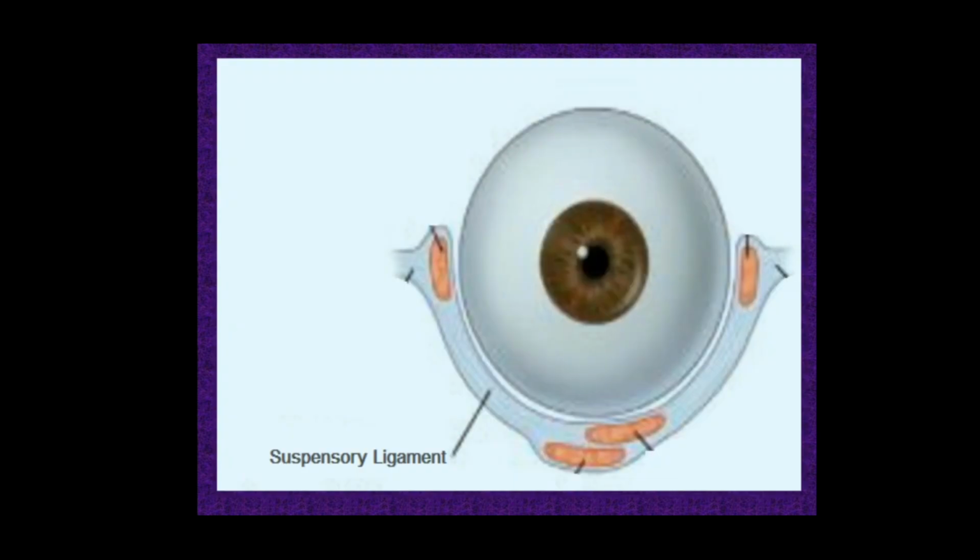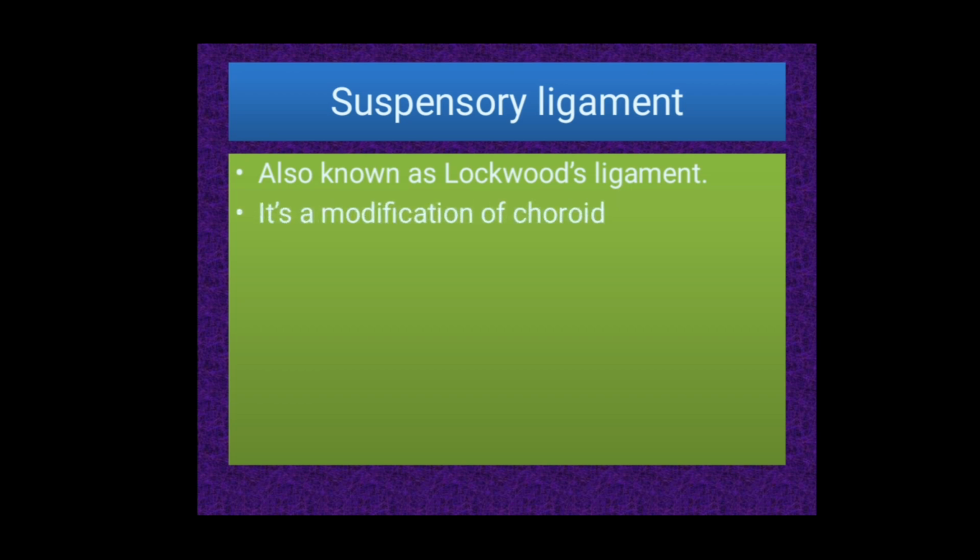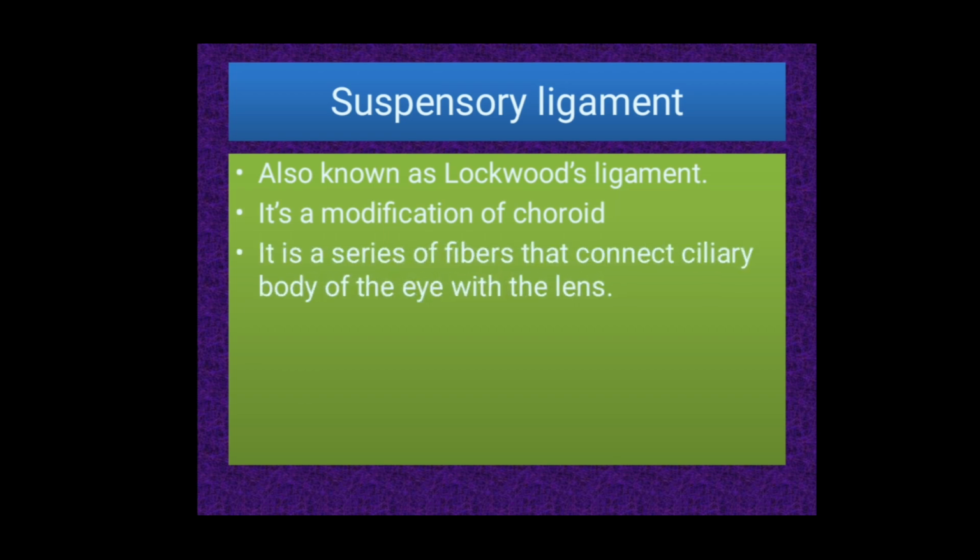Next one is the ligament. The ligament is also known as the suspensory ligament. It also helps in attachment or holding the lens in position. The suspensory ligament is also known as Lockwood's ligament. It acts as a lock, that's why the name. Where to lock? To lock the lens in position. It is a modification of the middle layer, the choroid, and it is a series of fibers that connect the ciliary body of the eye with the lens. So they are connected with the ciliary muscles or ciliary body.